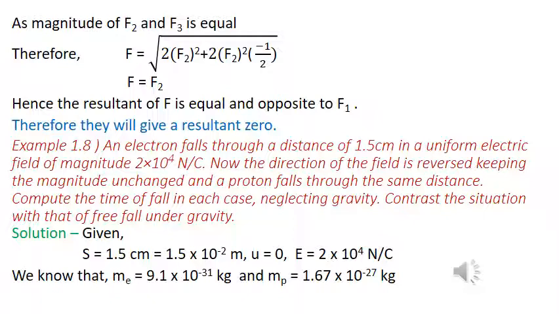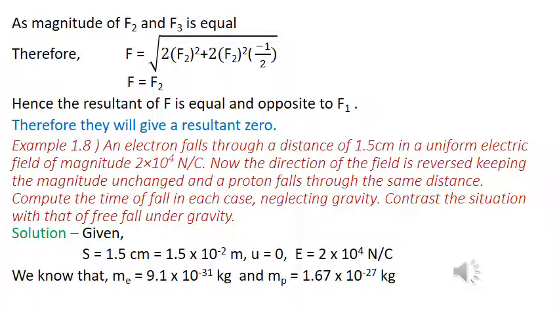Next example is 1.8. An electron falls through a distance of 1.5 centimeter in a uniform electric field of magnitude 2 into 10 to the power 4 Newton per Coulomb. Now the direction of the field is reversed, keeping the magnitude unchanged, and a proton falls through the same distance. Compute the time of fall in each case, neglecting gravity.